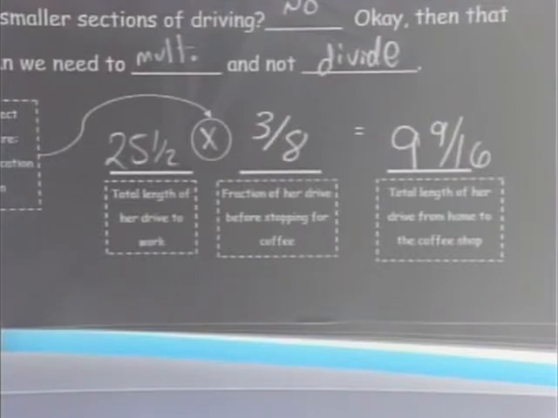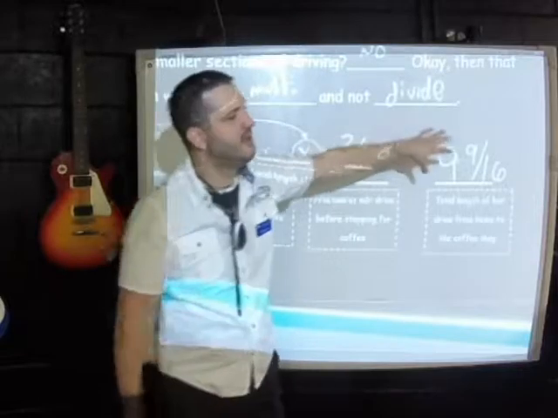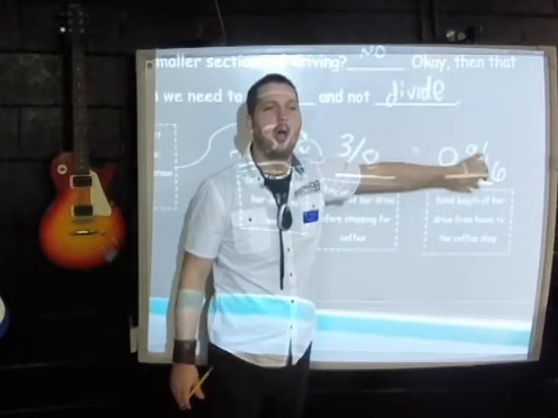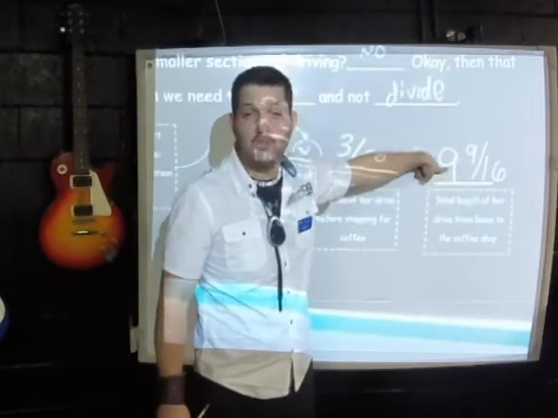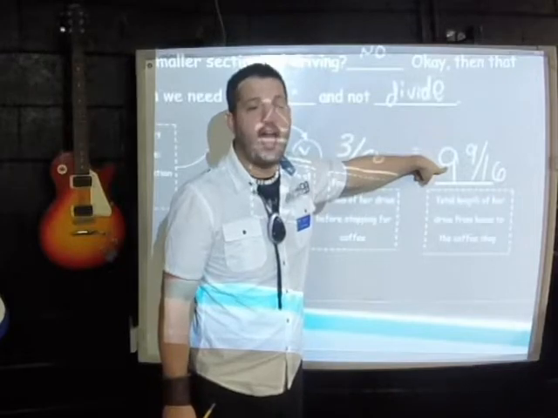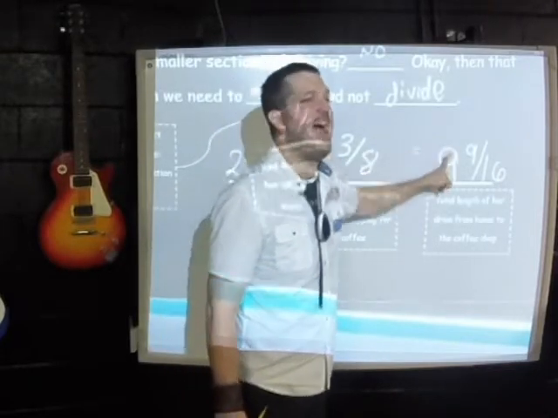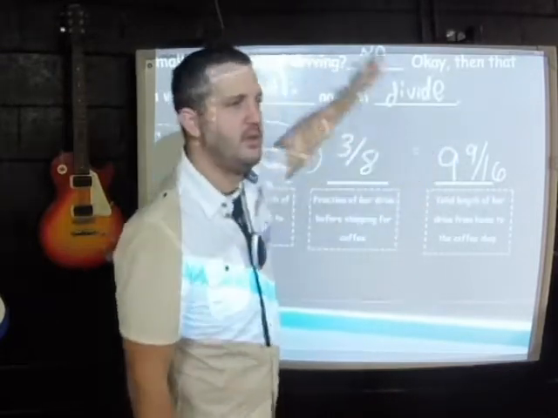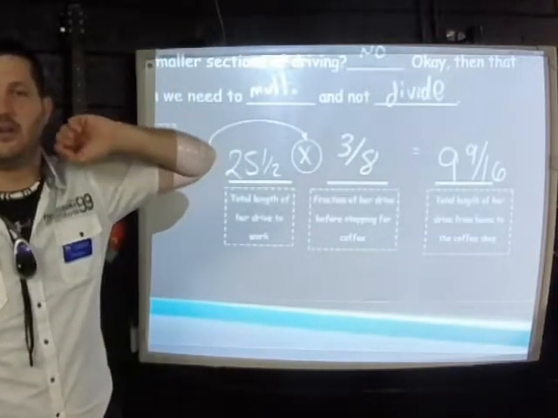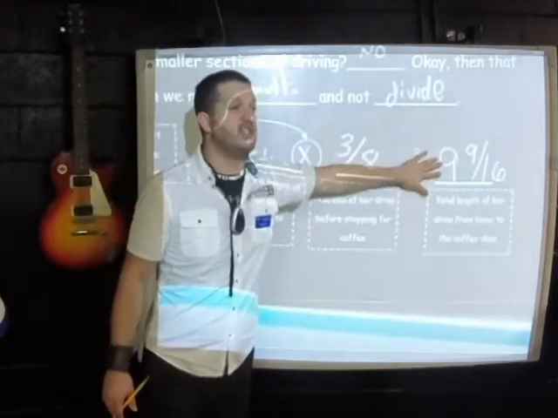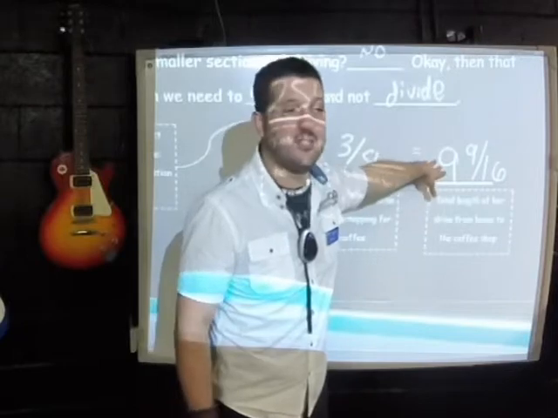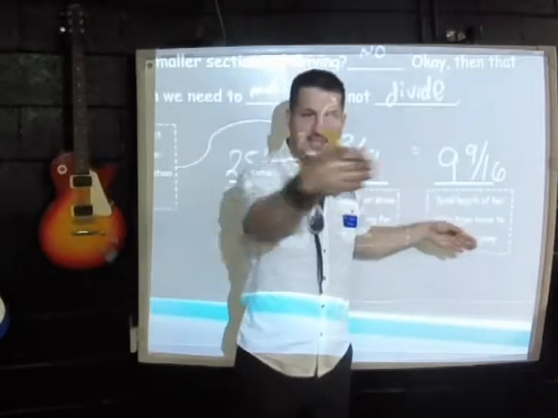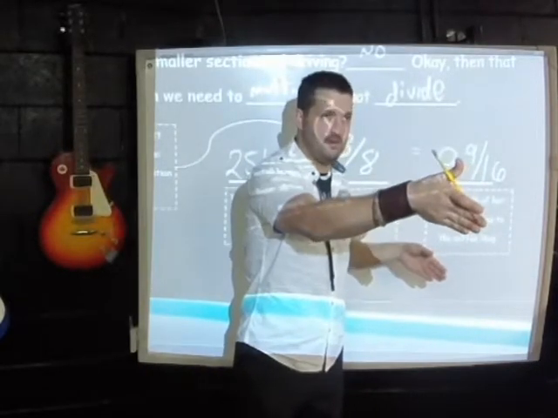Follow-up question now. This is actually not on here, not related to these notes. She drives this far and stops for coffee. How much further is her drive after she stops for coffee? How would we figure that out first off? Division? She drives 9 and 9/16 miles. She stops. You would divide, oh wait, no.